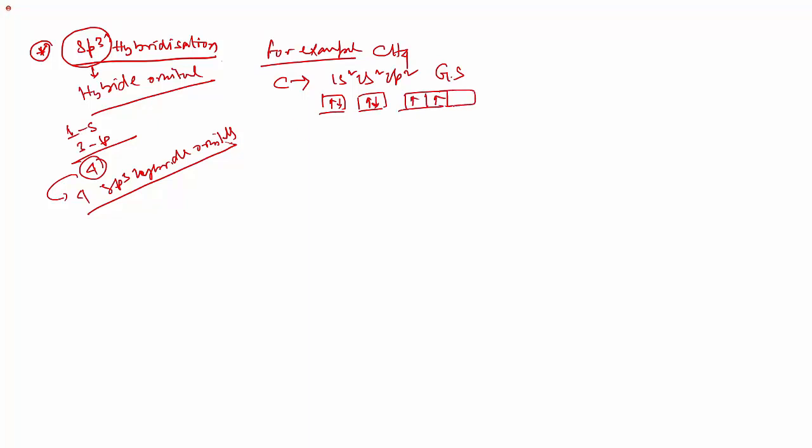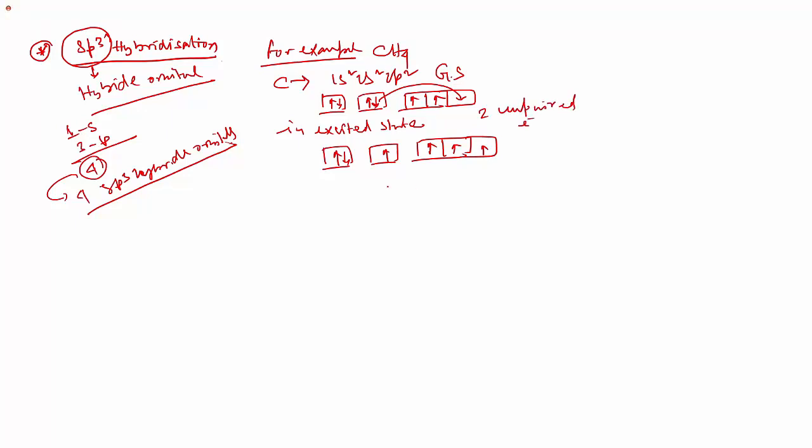So this is the ground state electronic configuration. Now in the excited state, the electronic configuration is... what is happening is these electrons will be pushed to that position. So this is the excited state electronic configuration. In this ground state electronic configuration, 2 unpaired electrons are present, but in this excited state electronic configuration, 4 unpaired electrons are present.